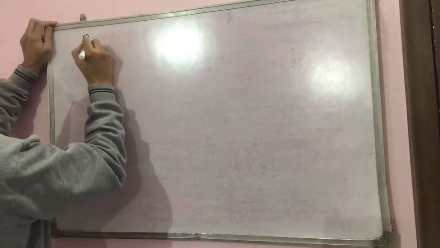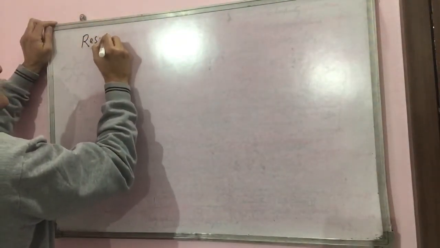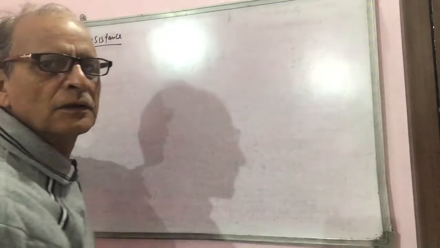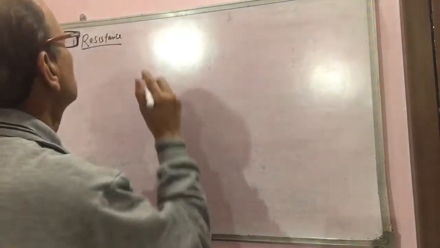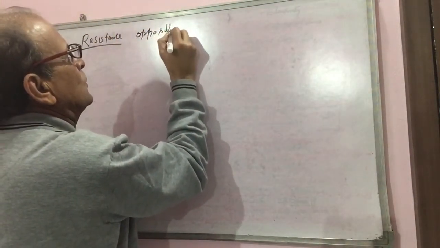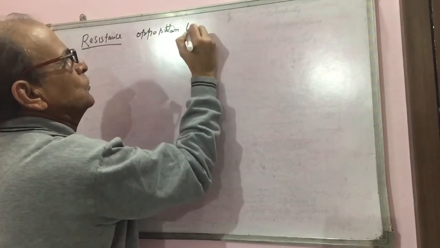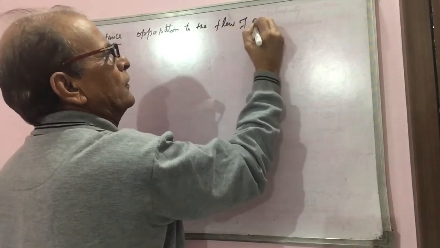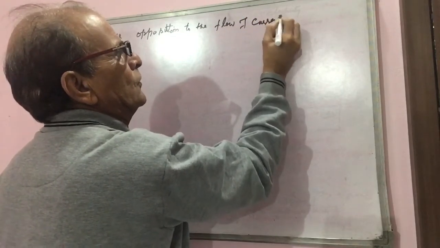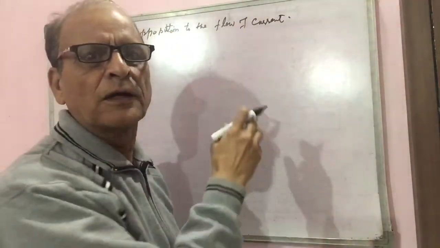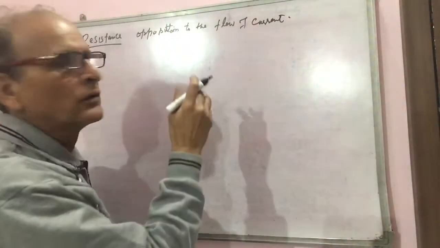What is resistance? Resistance can be defined as opposition to the flow of current. Opposition to the flow of current. I will explain it with the help of an example.